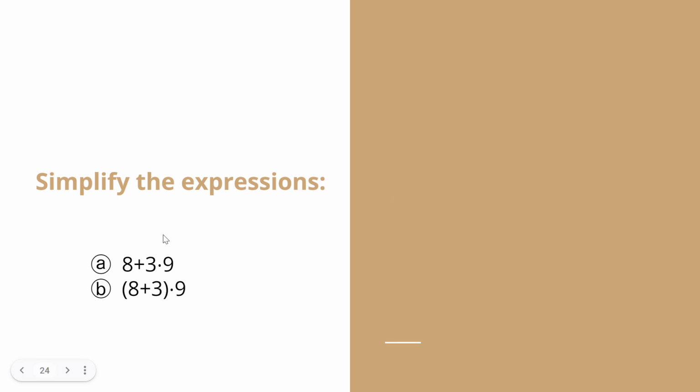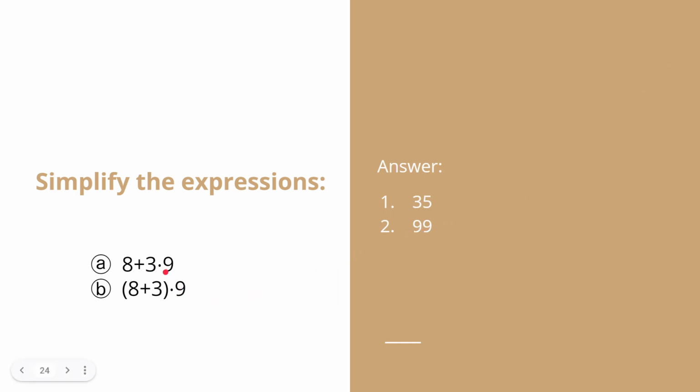Next, simplify the expressions. 8 plus 3 times 9. Or parentheses 8 plus 3 times 9. This one is same with the last one. So again, I will give you 10 seconds to answer it. Okay, the answer is 35 and 99.